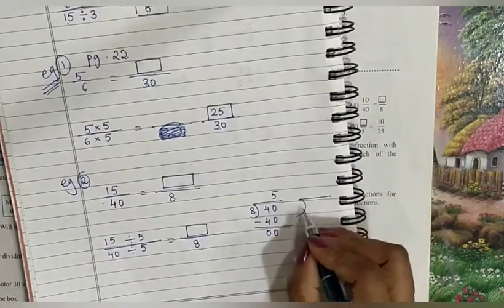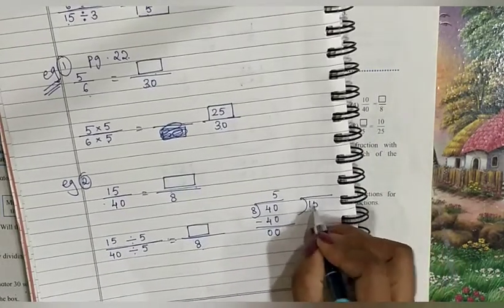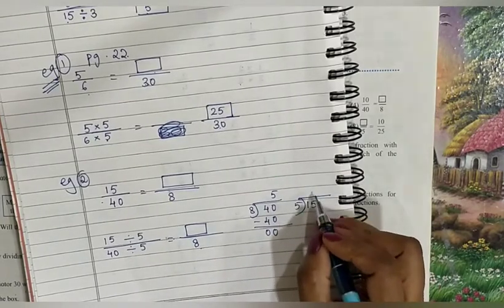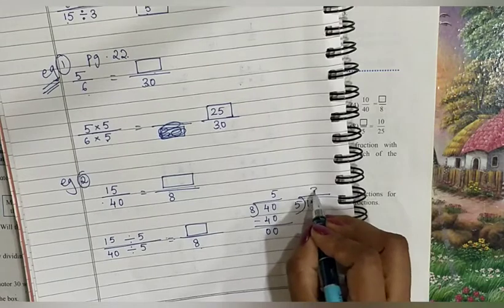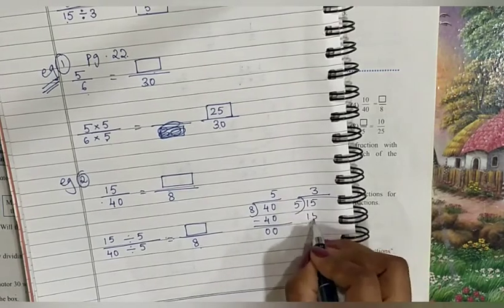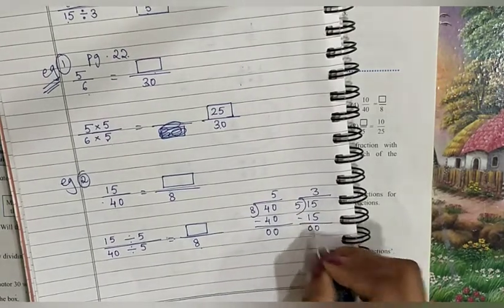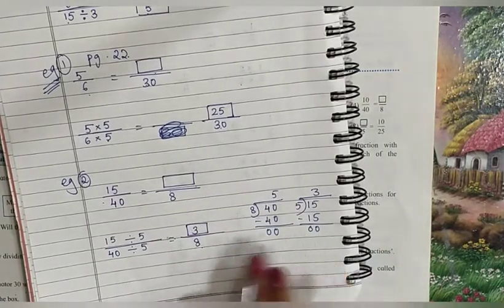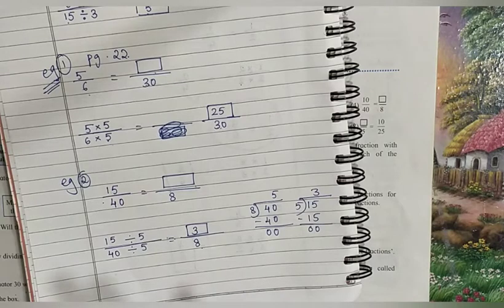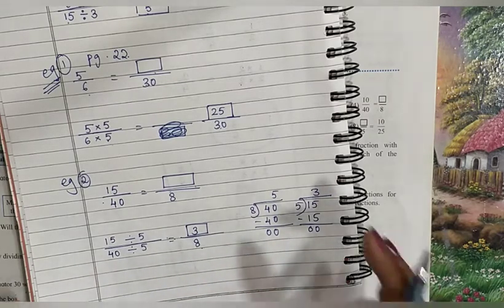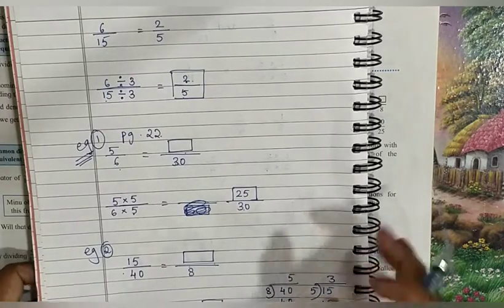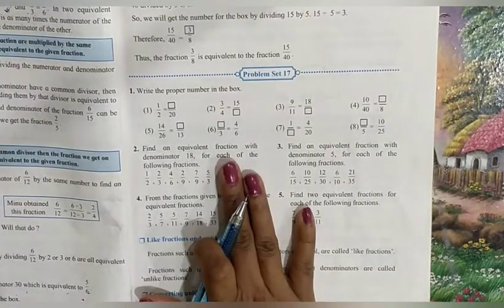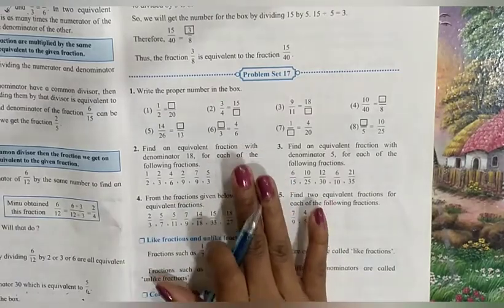And see, I am doing it for you. I hope it is clear. 5 threes are 15. So you have to check, children, which sum is correct. Okay? I will start with the exercise problem set 17 in the next video.